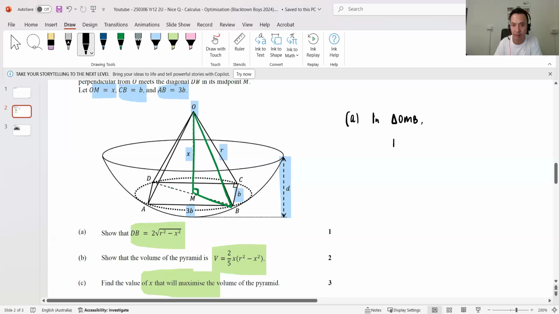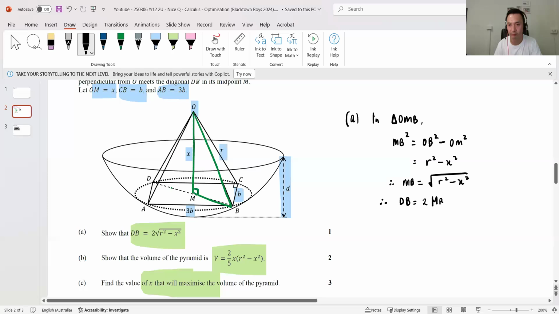I get MB squared equals OB squared minus OM squared, Pythagoras, which equals R squared minus X squared. Therefore MB equals the square root of R squared minus X squared. I don't need plus minus because it's a length. Therefore DB equals 2 times MB. Therefore, DB equals 2 times the square root of R squared minus X squared. Easy as that. 1 mark.